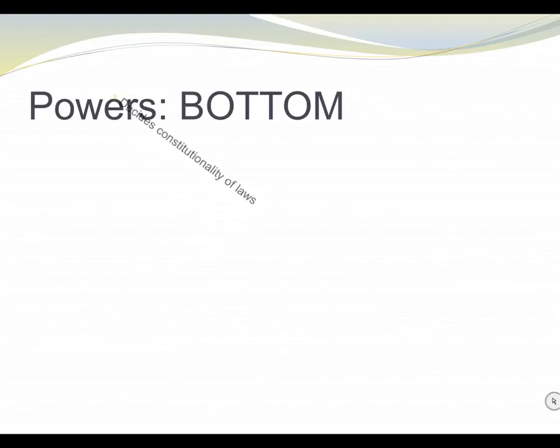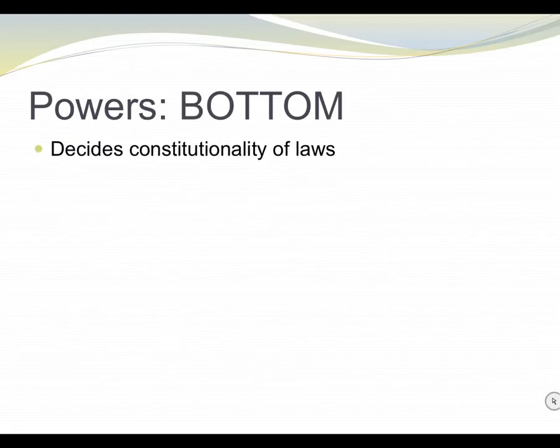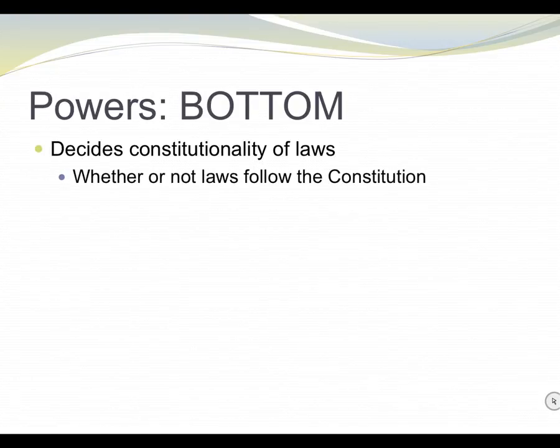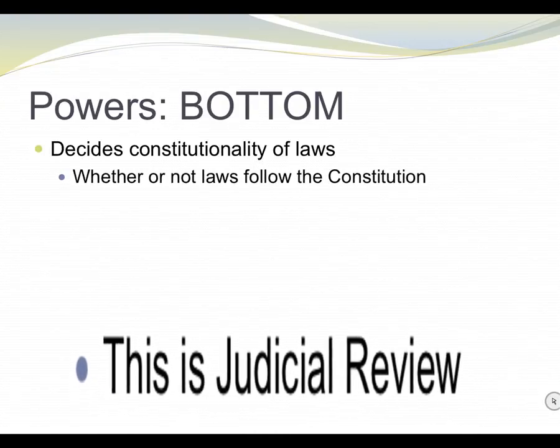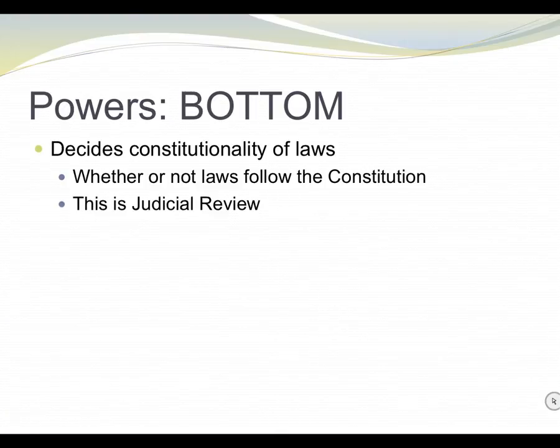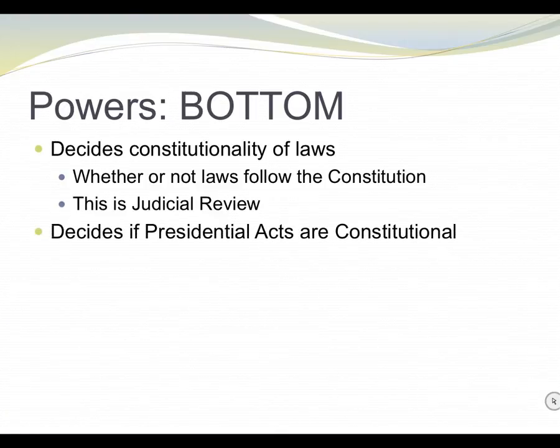So on the bottom half, we're going to write a couple of things. The main power of the Supreme Court specifically is to decide the constitutionality of laws. So sometimes laws get written and unintentionally they might take away a constitutional right. If that's the case, the Supreme Court could declare that law unconstitutional, and if so, it does become null and void. And we're going to talk about some specific instances of this as we get to talking about judicial review specifically. So in other words, whether or not laws follow the Constitution. As I said, this is also known as judicial review.